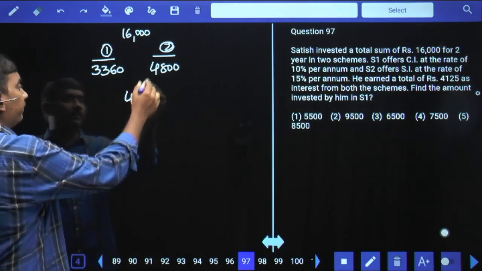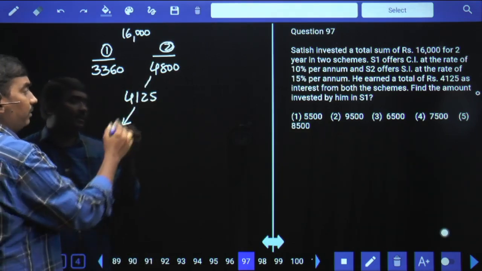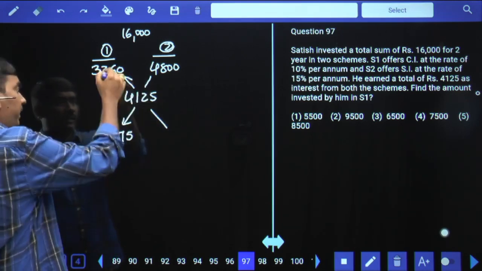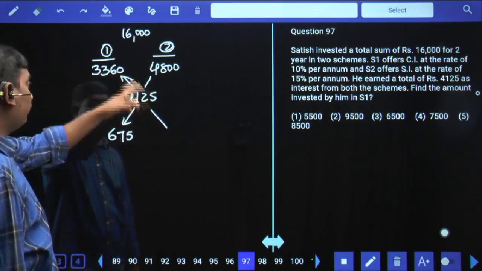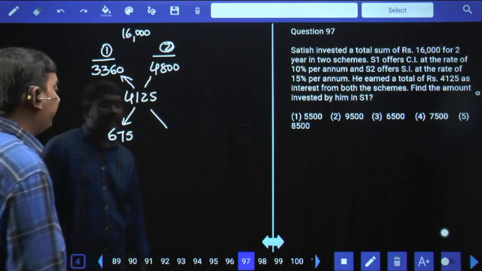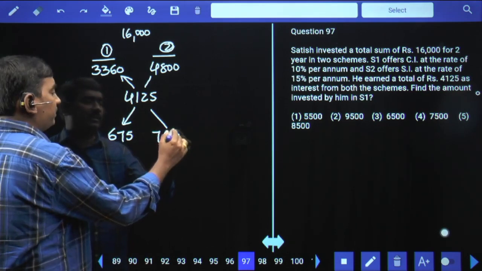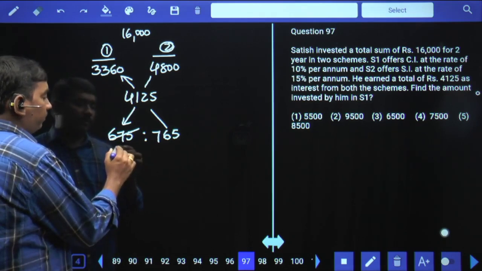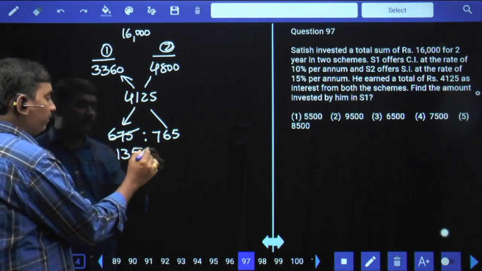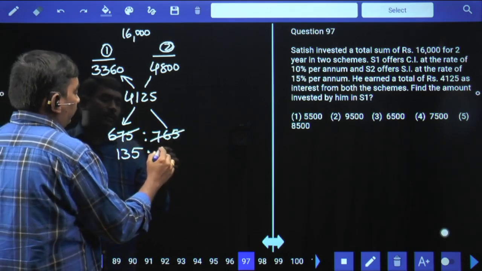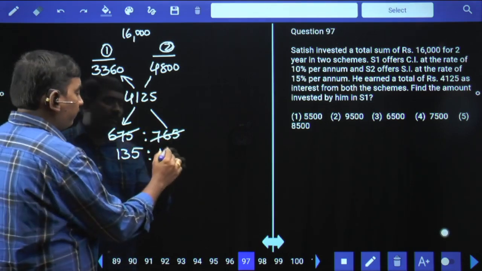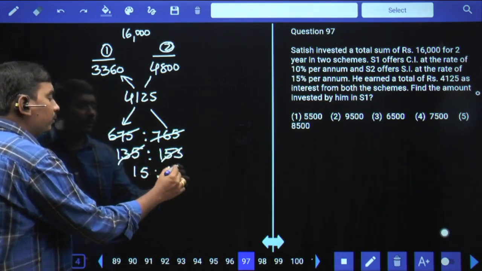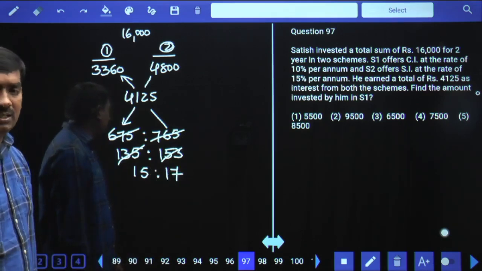Apply the allocation method. 48 minus 41, 700 minus 25, 675. 41 minus 33, 800. 800 minus 35 means 765. 5 13s are 65, 5 5s are 135. 5 1s are 5, 26. 5 5s are 25, 5 3s are 9, 15 times, 9, 17 times. Those two schemes were in the ratio of 15:17.